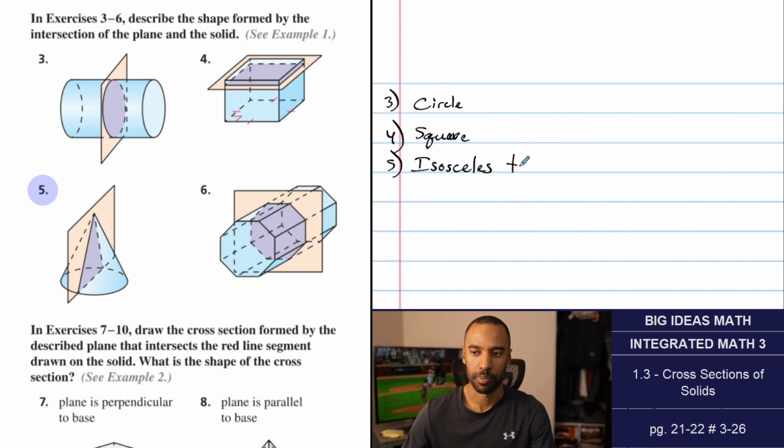This is a triangle, yes, but it's an isosceles triangle because of the congruent aspects of these two right here being the same length in terms of that cone.